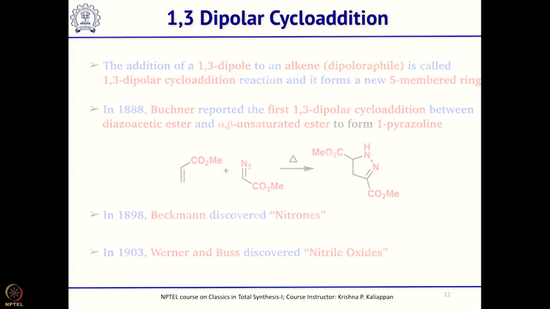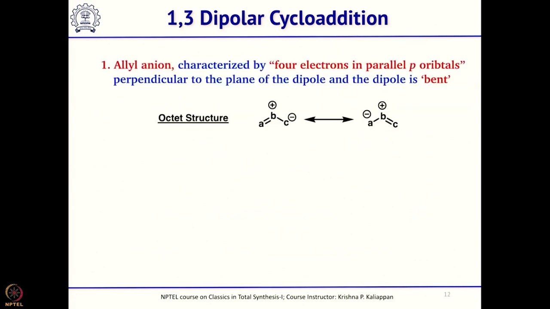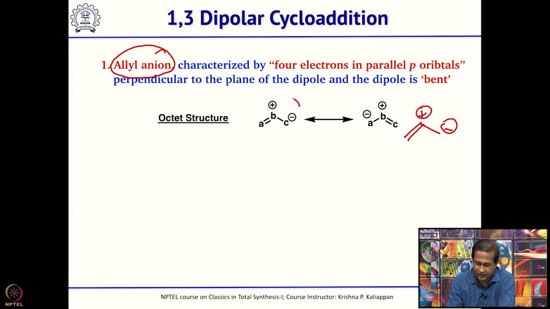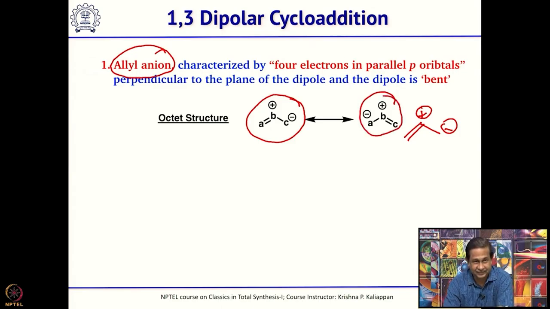When you talk about a 1,3 dipole, it can exist in two forms. One, it can be like an allyl anion. If you have an allyl group, this is like an allyl anion, but since it's an ylide, it's a dipole, so you should also have a positive charge like this. Either it can be like this, or you can write another canonical structure. So this is one form of dipole.